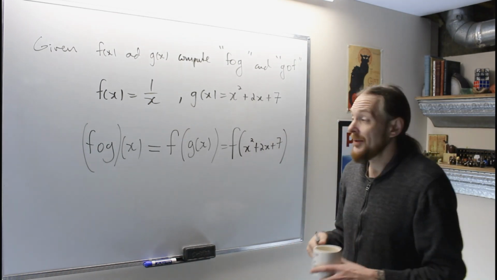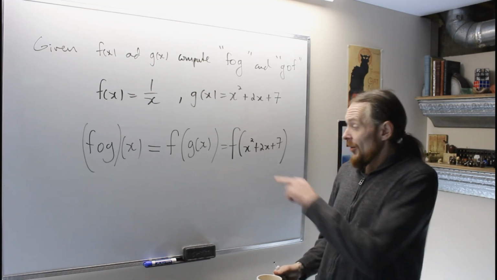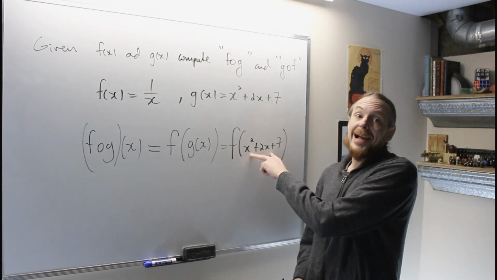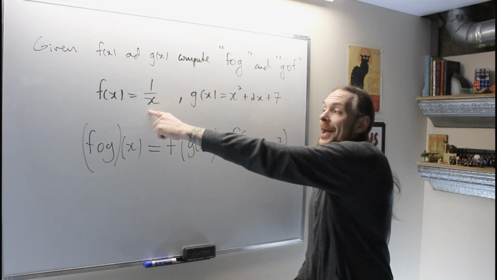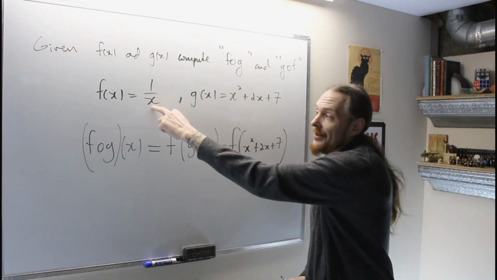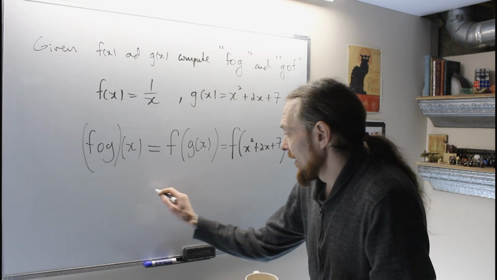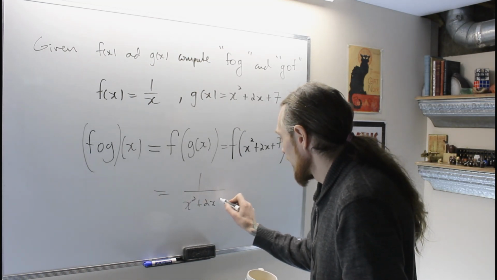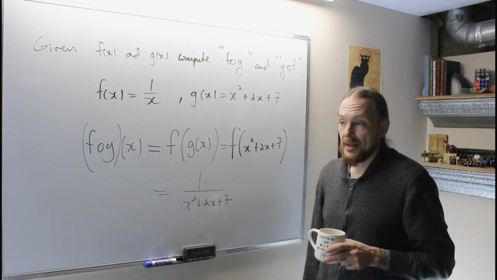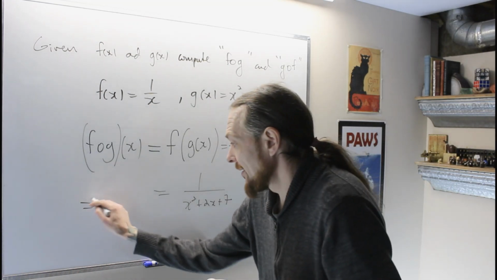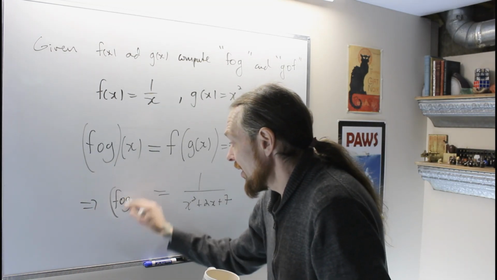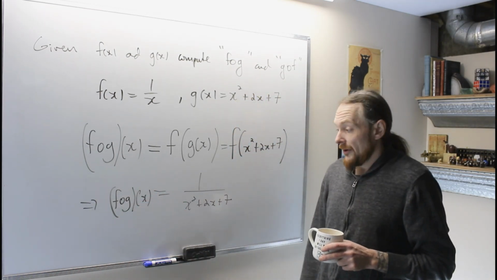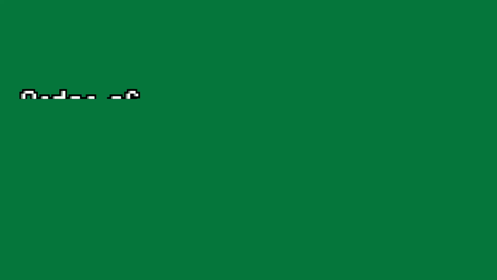Now that we have some practice with evaluation, what that means is I put x squared plus 2x plus 7 wherever x is in the expression for f. So I'm going to put this here. So this says I get 1 over x squared plus 2x plus 7. So f following g of x is equal to 1 over x squared plus 2x plus 7.